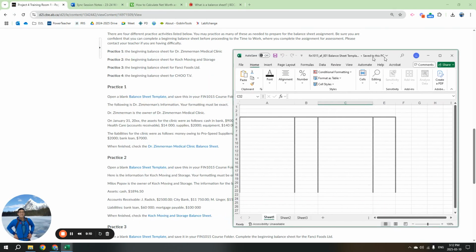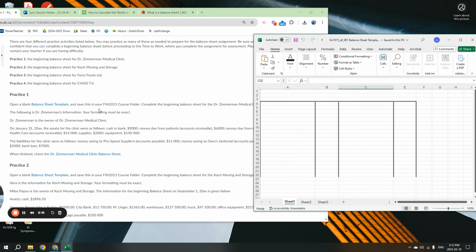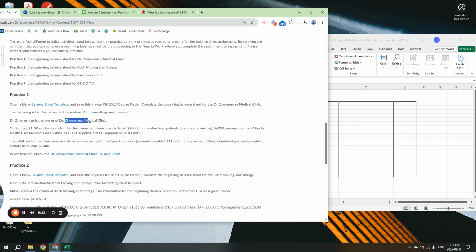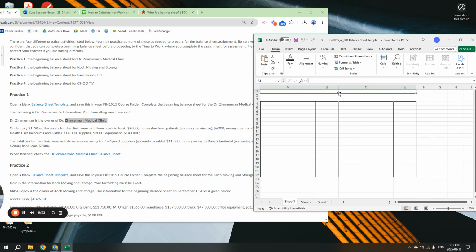So I have here the balance sheet. Gonna rearrange my screen here. Okay, and this is for Zimmerman Medical Clinic, right? We'll just copy and paste here, because it's easier. Never mind, can't paste. So we'll just type in Zimmerman Medical Clinic. And this is a balance sheet. And today is March 10th, 2025.